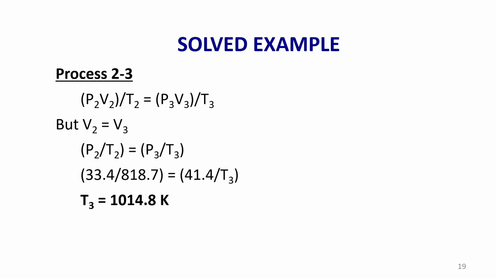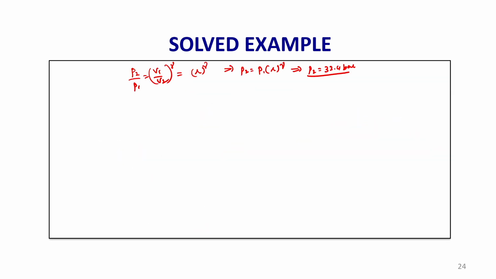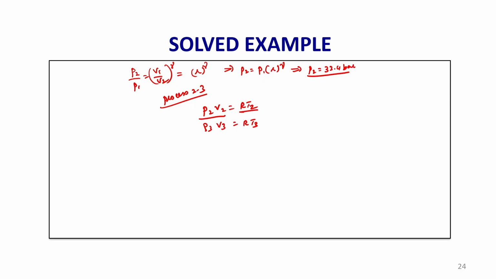Now let us find the temperature at 3. We apply the basic equation for the process 2 to 3: P2 V2 equal to R into T2, and P3 V3 equal to R into T3. Let me emphasize again, for a constant volume process or constant pressure process, whether heat addition or heat rejection, do not use the symbol gamma. That is meant only for a reversible adiabatic or isentropic process.